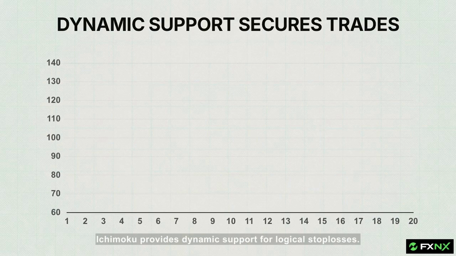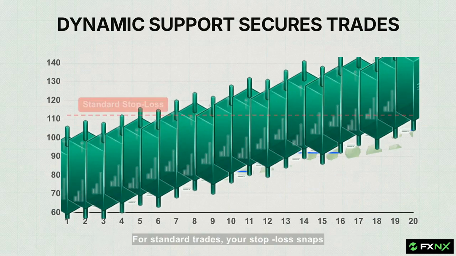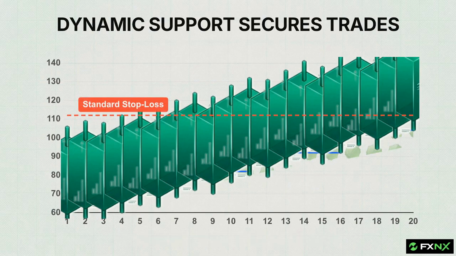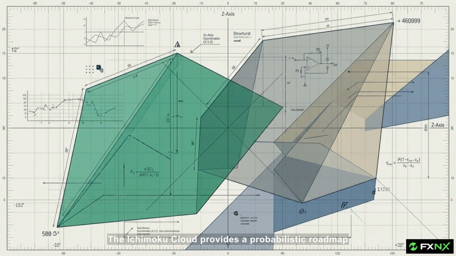Ichimoku provides dynamic support for logical stop losses. For standard trades, your stop loss snaps precisely into place, below the Kijun-sen baseline. For a conservative defense, it anchors firmly below the Kumo cloud, relying on the indicator's strongest structural support. The Ichimoku Cloud provides a probabilistic roadmap that enforces emotional discipline and rigorous capital protection.